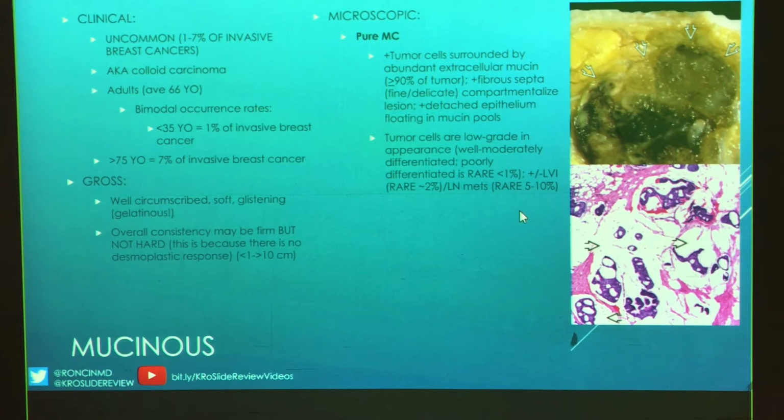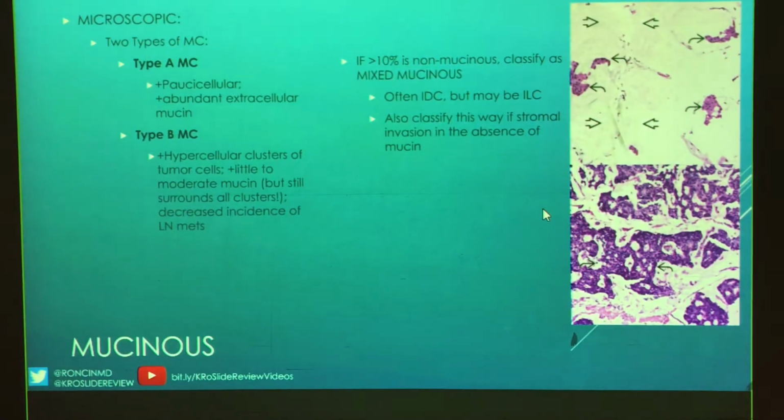The tumor cells are relatively low grade, so again, where you're thinking, is this ADH, is it DCIS? So you're in the low grade field. They tend to be well to moderately differentiated. You can rarely see poorly differentiated in these, so less than 1% of these will be poorly differentiated. So less than 1% of 1 to 7%, that's really rare. You're also not really going to see lymphovascular invasion or lymph node mets. So if you're seeing these things, I'd reconsider what you're looking at. Maybe you're seeing something else.